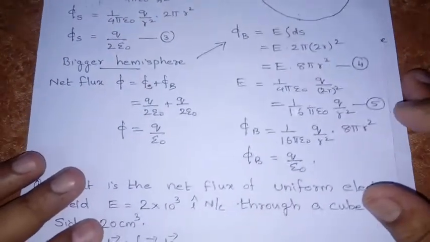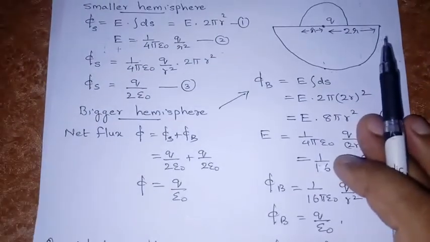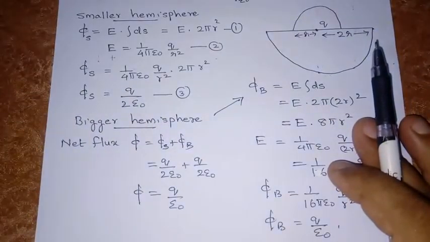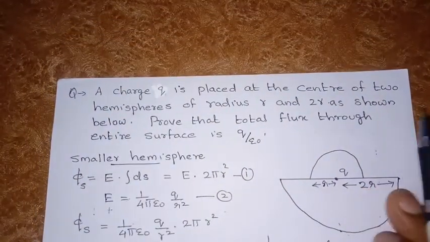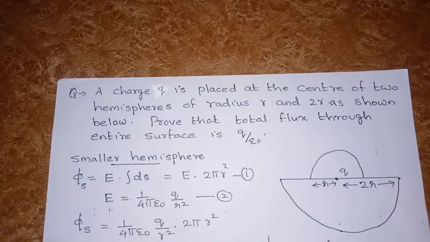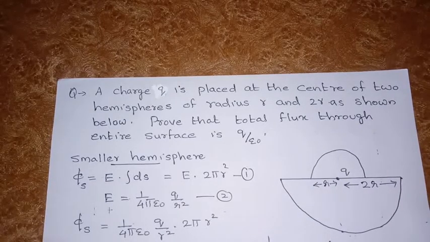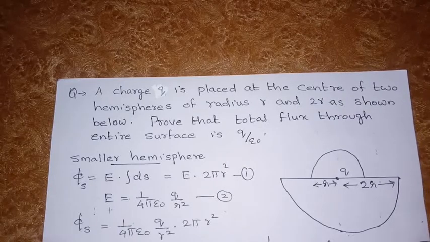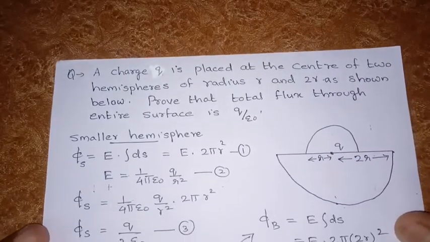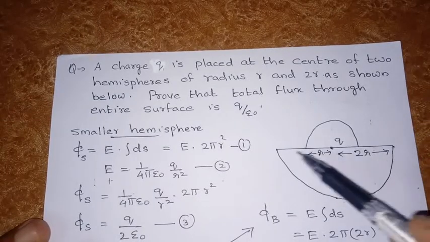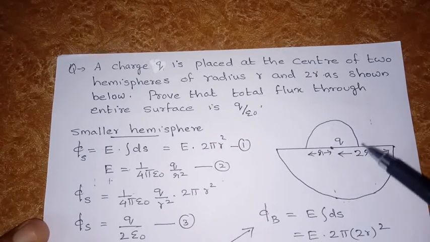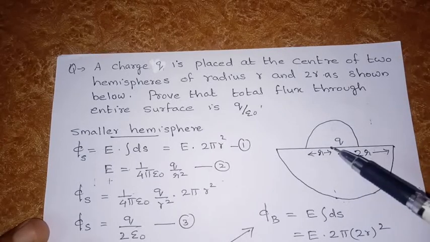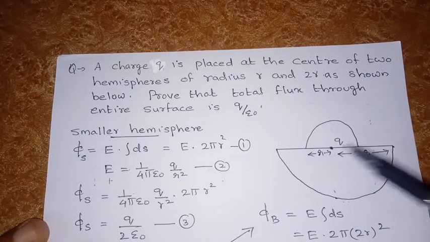Now let us discuss another problem. You can read the problem like this. A charge q is placed at the center of two hemispheres of radius r and 2r as shown in the figure below. Prove that total flux passes through the entire surface is q by epsilon 0. Now you can see this is the bigger hemisphere of radius 2r. This is the smaller hemisphere of radius r, and a charge q is placed at the center.